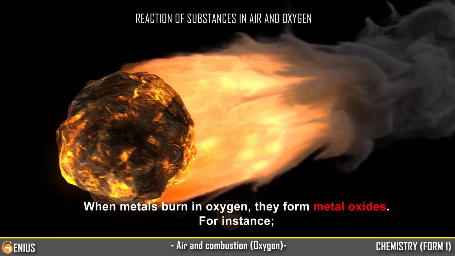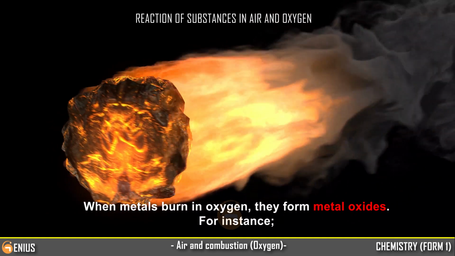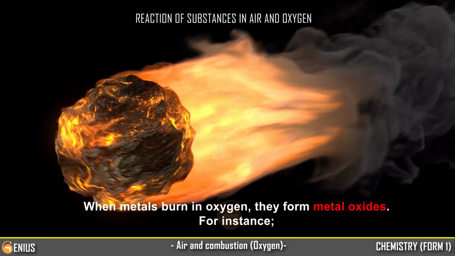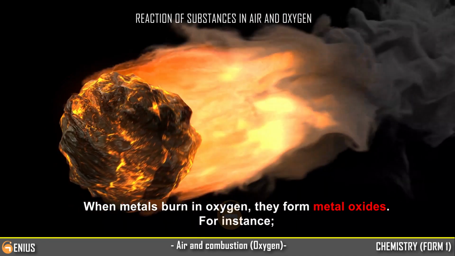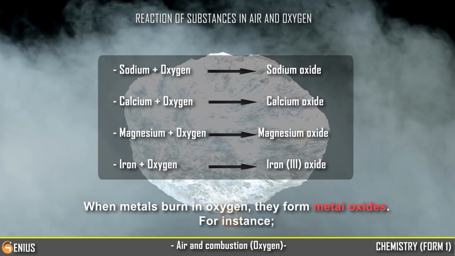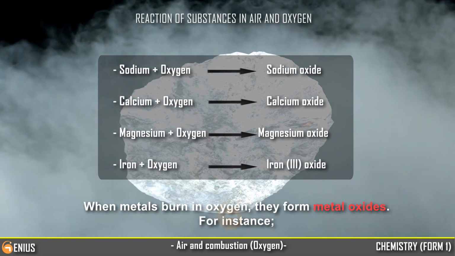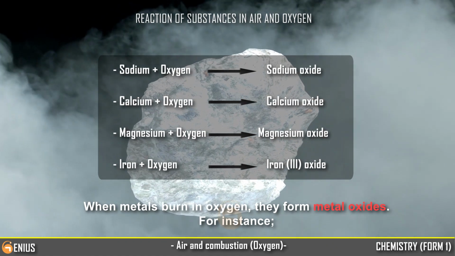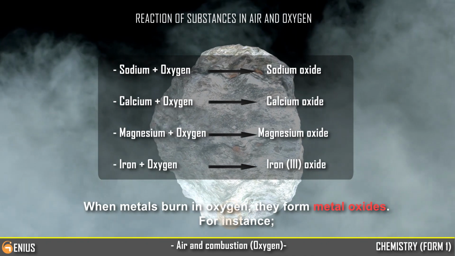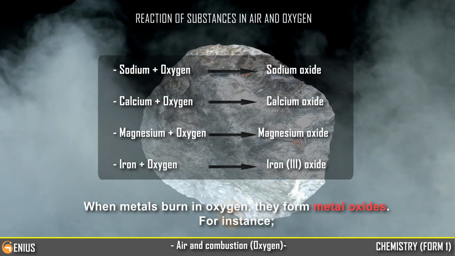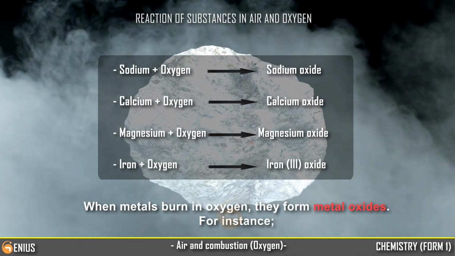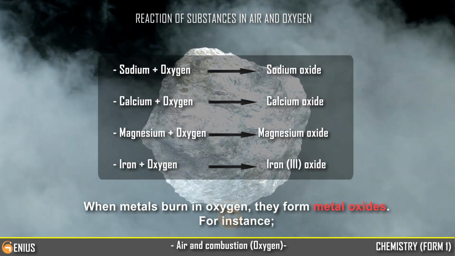When metals burn in oxygen, they form metal oxides. For instance, sodium burns in oxygen to form sodium oxide. Calcium burns in oxygen to form calcium oxide. Magnesium burns in oxygen to form magnesium oxide. Iron burns in oxygen to form iron(III) oxide.